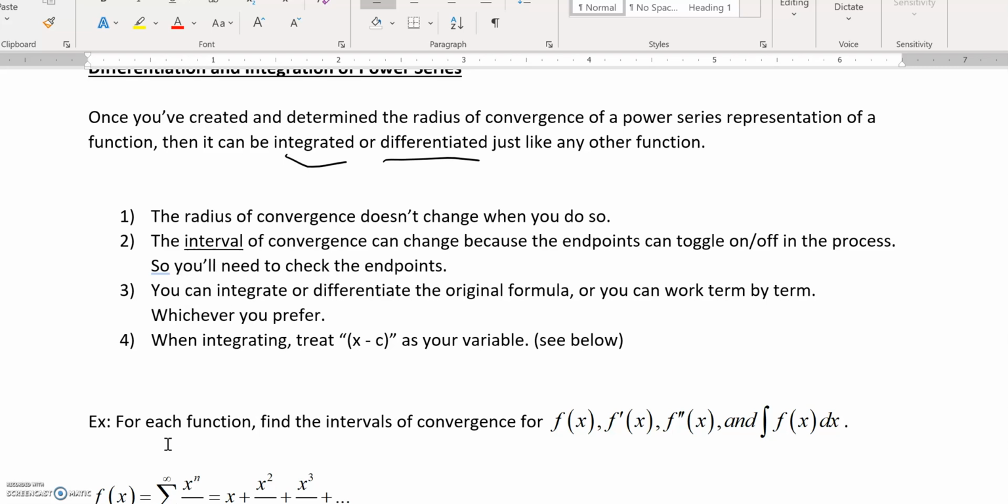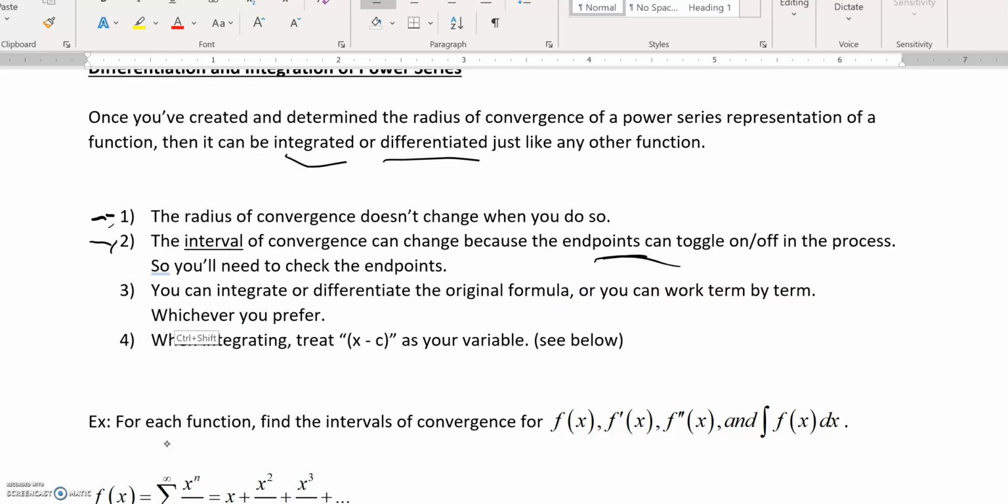Just a couple of notes. One thing is the radius of convergence doesn't change when you do so. That's kind of cool. You're not going to have to do the ratio test for every single function. You do the ratio test once, and then any derivative or integral will have the same radius of convergence. But the interval could change, because the endpoints can work or not work, and there's no set rhyme or reason about what's going to happen with them, so you'll have to check the endpoints for each one.